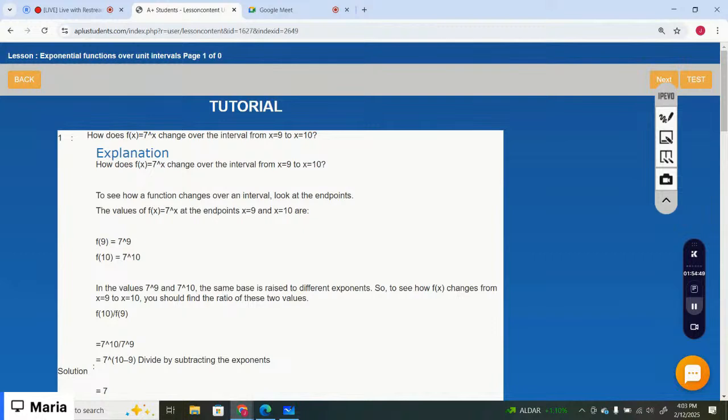How does f(x) equals 7 exponent x change over the interval x equals 9 to x equals 10? The value of f(x) equals 7 exponent x at the endpoints x equals 9 and x equals 10 are f(9) that equals 7 exponent 9 and f(10) equals 7 exponent 10.